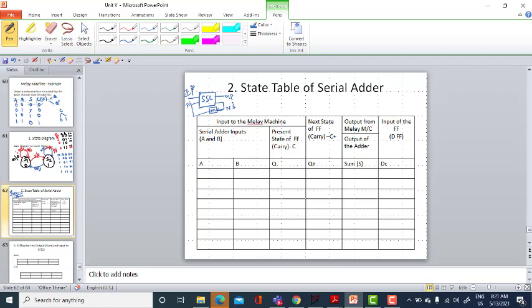And we need the input of the flip-flop also. Input, output, present state, next state, and the input of the flip-flop. The flip-flop inputs are also mentioned in the state table. All this combination makes a state table. So now coming here.